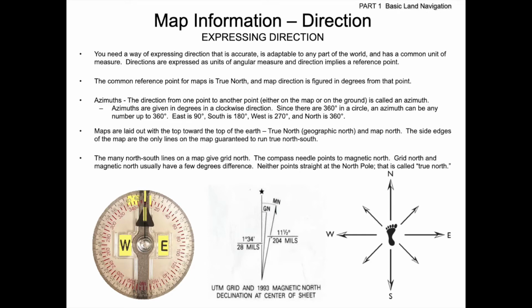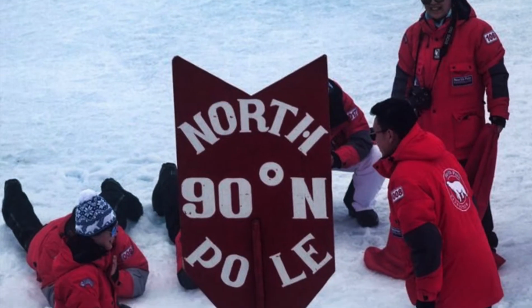Moving on, the many north-south lines on a map give grid north. The compass needle points to magnetic north. Grid north and magnetic north usually have a few degrees difference. Neither points straight at the North Pole. That is called true north. All right, so true north, we're actually pointing to the North Pole, right? And then grid north and magnetic north, which is what we actually deal in when we're finding azimuths, are not going to be pointed directly at the North Pole.